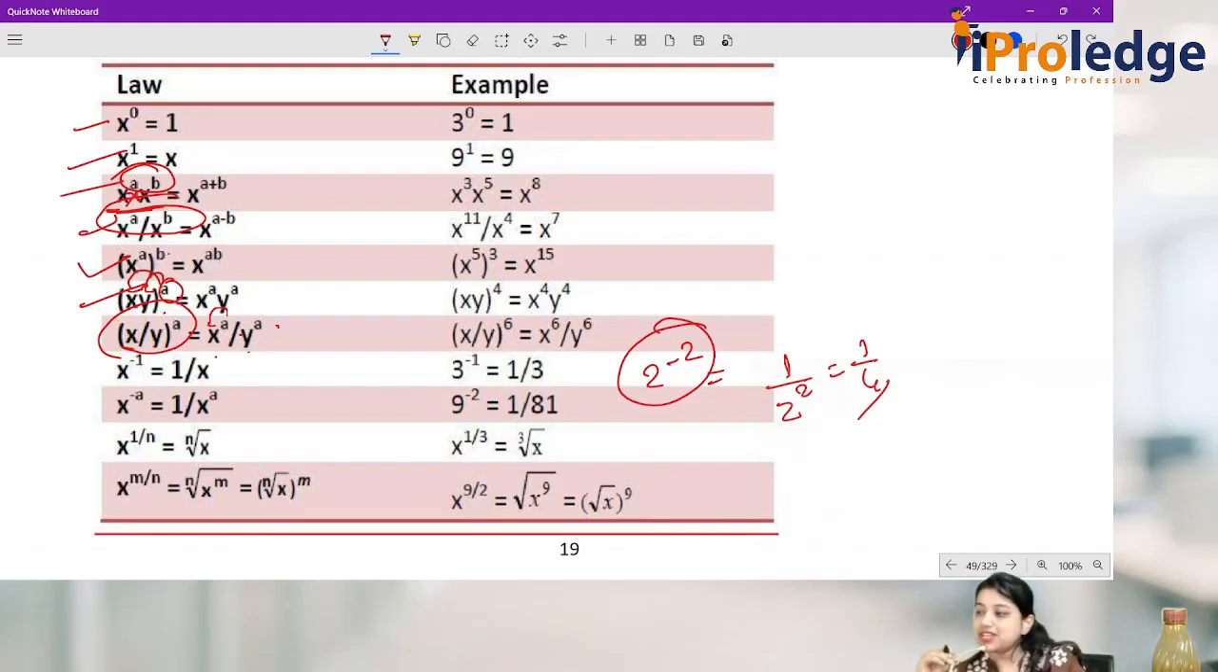And the last one is root. Say the power 2 means you have to multiply the number 2 times. The power 1 by 2 means it is square root. 1 by 3 means cube root. 1 by 4 means fourth root. That's it.